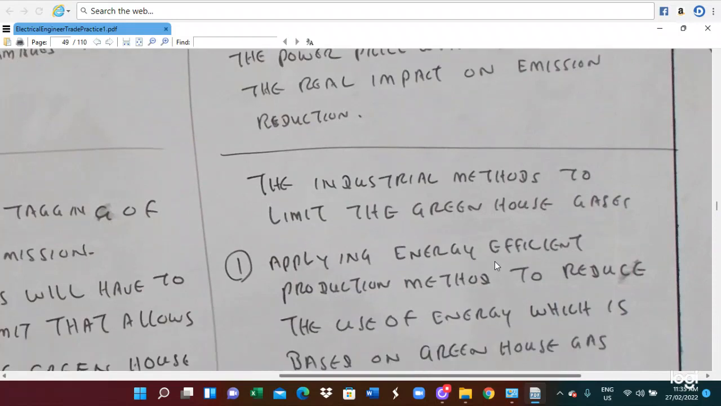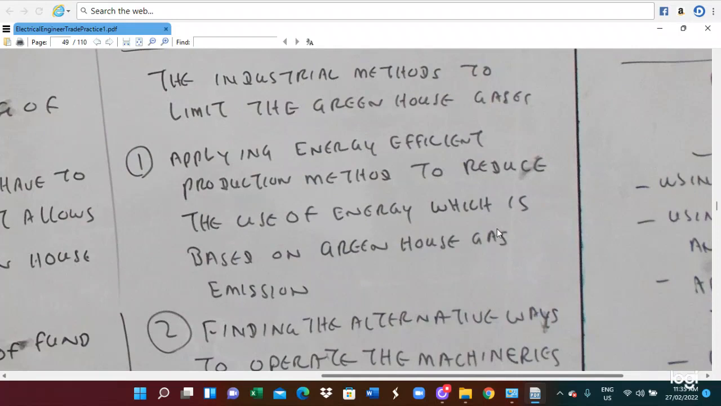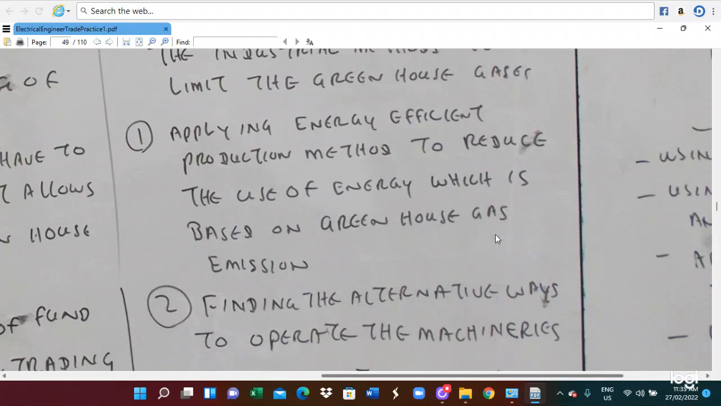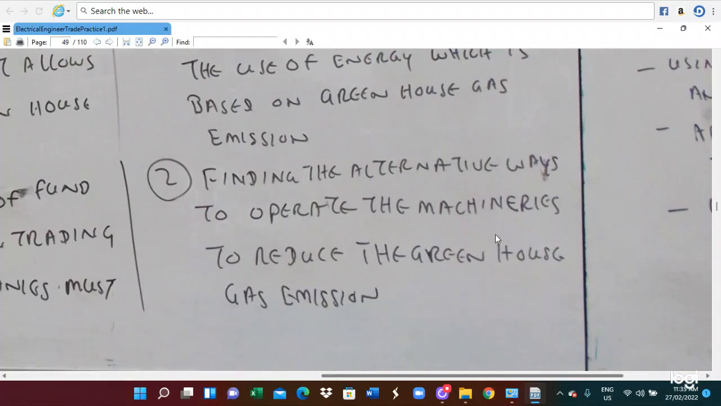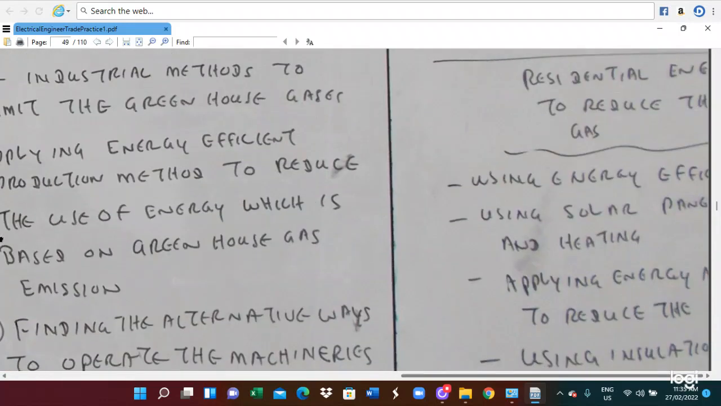So the industrial methods to limit greenhouse gases are applying energy efficient production methods to reduce the use of energy which is based on greenhouse gas emission, or finding alternative ways to operate the machineries to reduce the greenhouse gas emission. So this is the industrial method to reduce greenhouse gas.